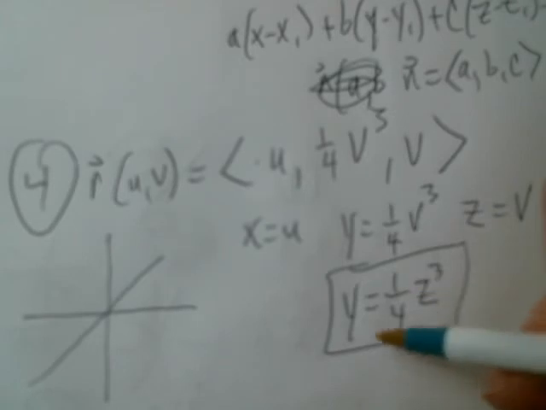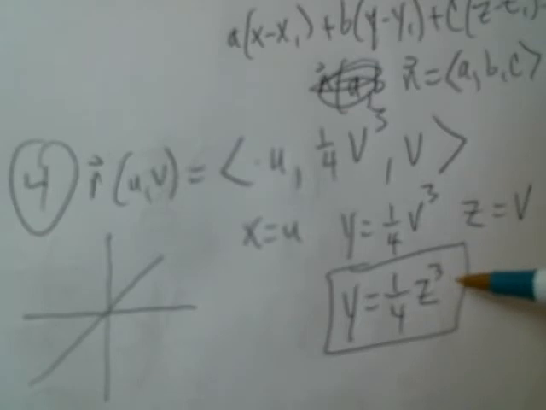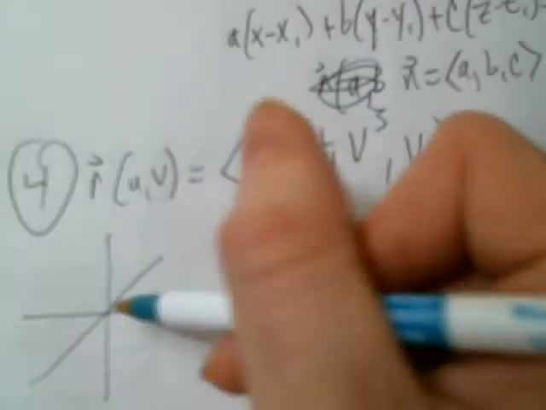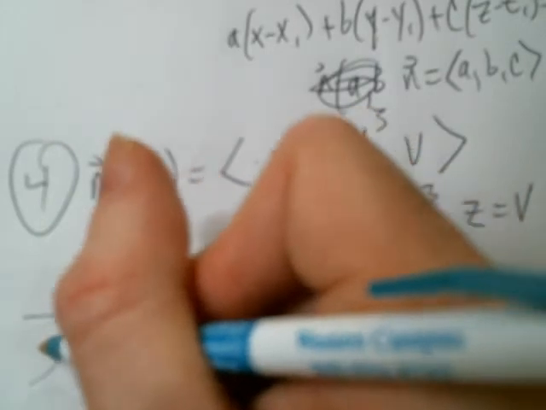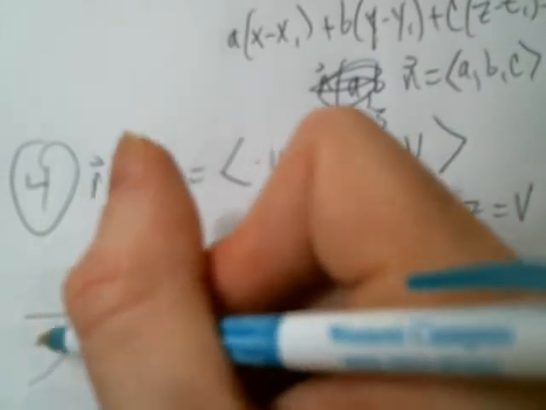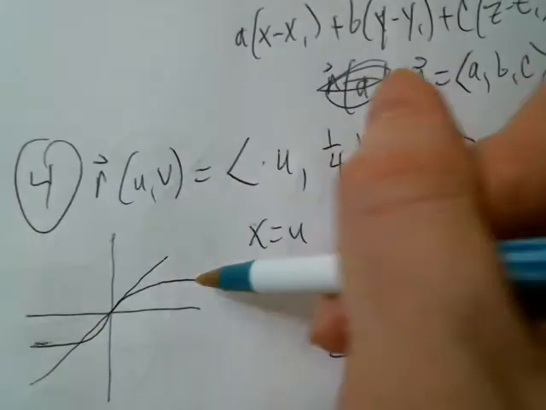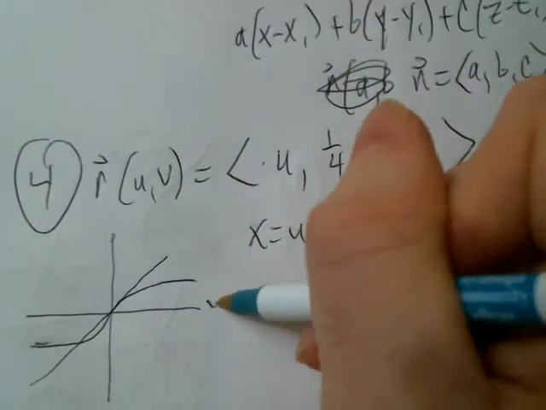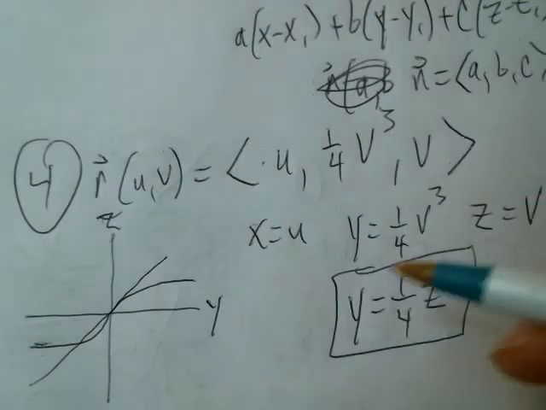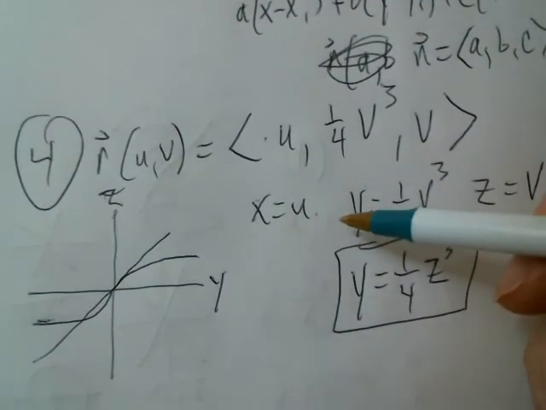If you rewrote it, z equals the cube root of 4y, it maybe looks a little more toward what it is. It'll look something like this, right? And the YZ plane, but x then will be varying over all real numbers.